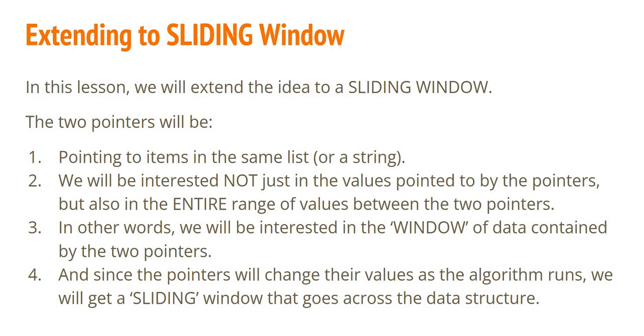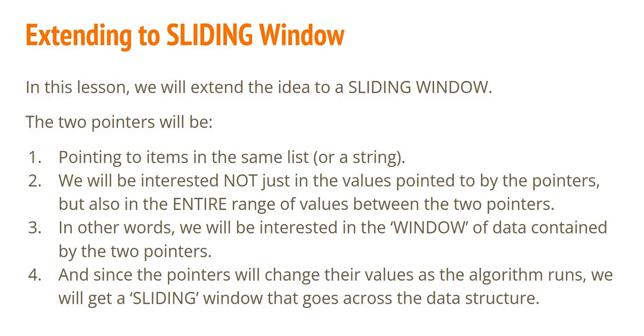When we did two pointers, the pointers could be on different objects, and we were not so interested in anything beyond those two pointers. But here we are looking at the two pointers themselves, which are on the same object. Interestingly, we are looking at everything in between as well.